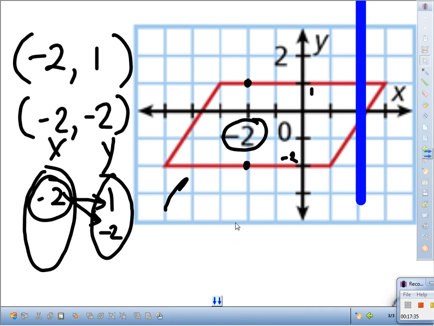Some of you are like, I don't see it, Mr. Q. Well, all these invisible points here, in order to make a line or a line segment, don't we have to have a lot of little points in between?